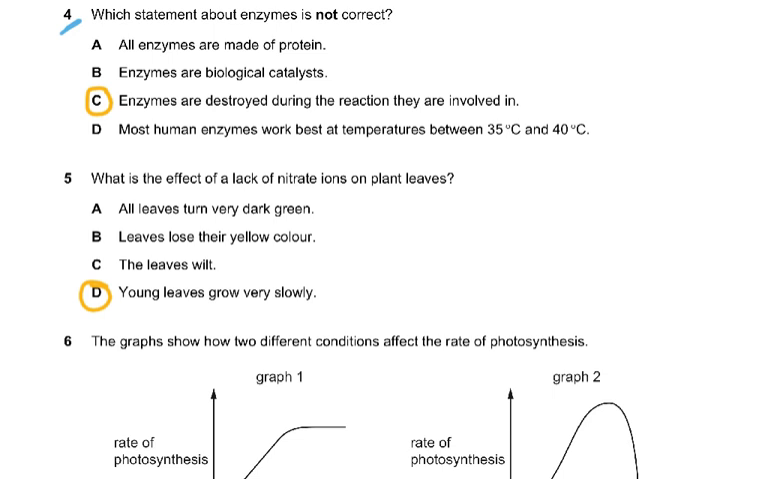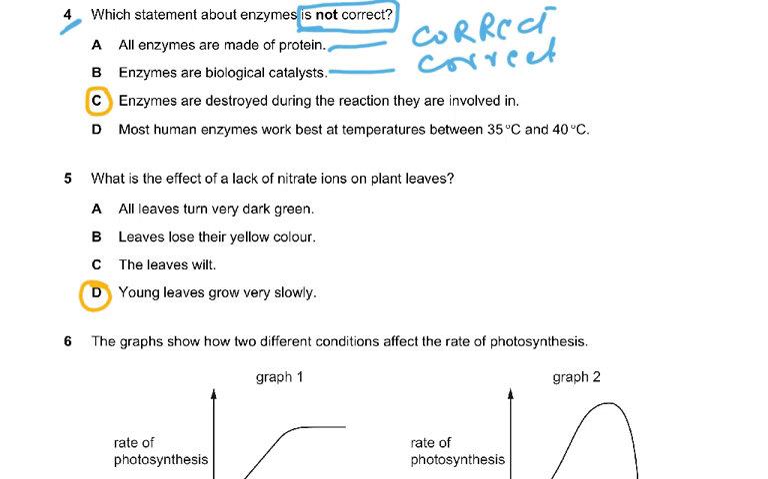Question 4. Which statement about enzymes is not correct? All enzymes are made of proteins. Yes, all enzymes are made of proteins. So that is correct. Enzymes are biological catalysts. Yes, that is correct. So you have to realize that all these must be correct because one is incorrect. This is correct. This is correct. Most human enzymes work best at temperatures between 35 and 40 degrees. Why is this incorrect? All human enzymes work best at temperatures between 35 and 47. So that is why this is correct.